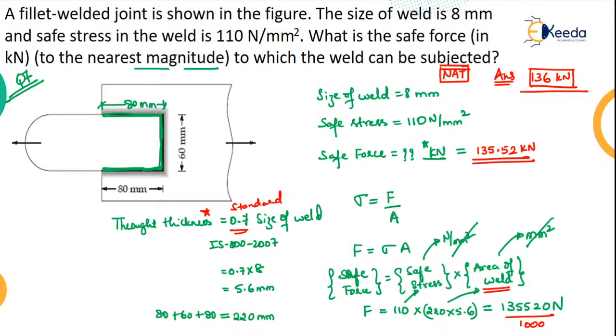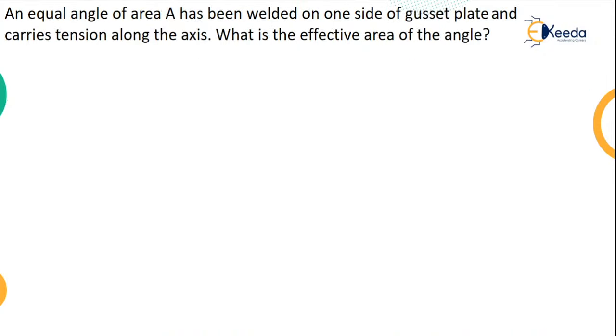So this was question number 7, right? So let us move on to question number 8. Okay, now what does question number 8 have to tell us? Have a look at the question. So this is question number 8. An equal angle of area A. So there's an equal angle section. So this is your angle section. So the total area of this angle section, say, is A. Has been welded on one side of the gusset plate.